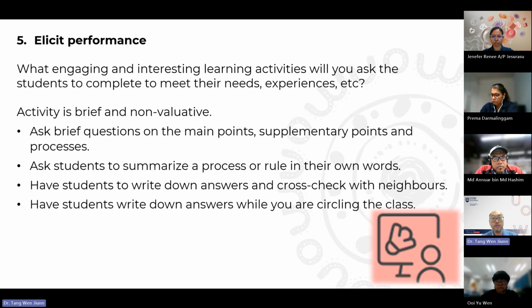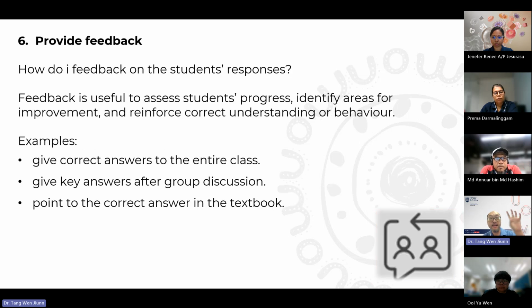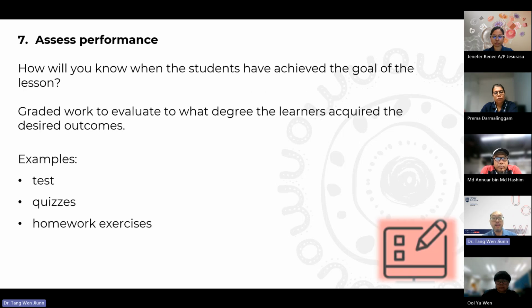For elicit performance, after our class, we give them something to do, and we comment on their answer right away to correct whatever they need to correct. For assessment, we give questions for them to do on their own. It can be a simple homework, but we want them to do it on their own, and then we grade them later. This tells us whether by the end of the lessons they have actually mastered what we just taught.